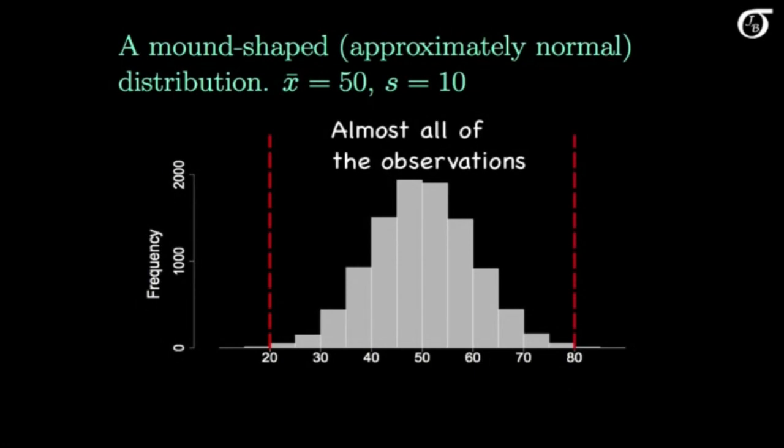We see here that there are a few observations outside of 3 standard deviations from the mean, but it's a very small percentage of the values. The empirical rule can give us a bit of a feel for what the standard deviation means in terms of the dispersion of the variable.